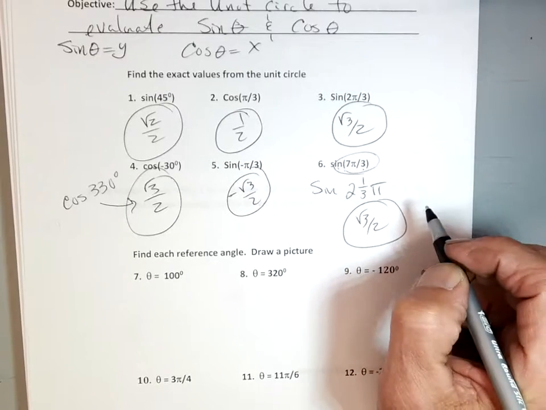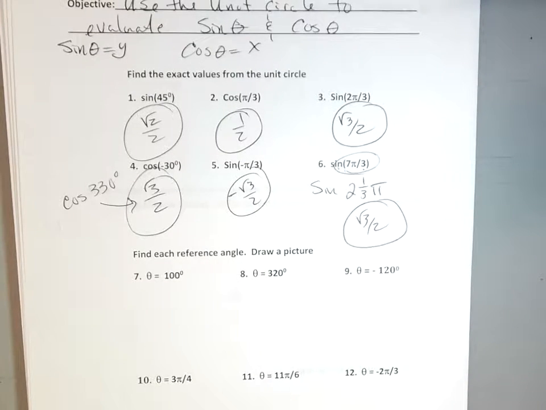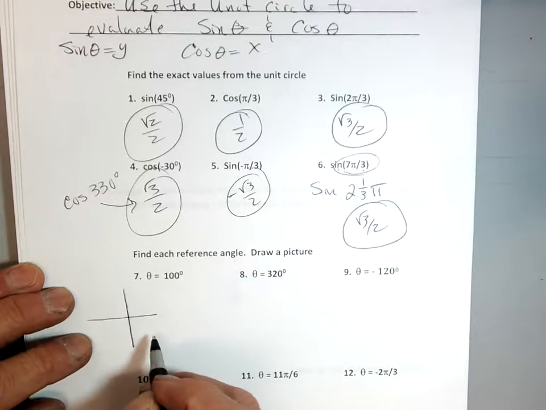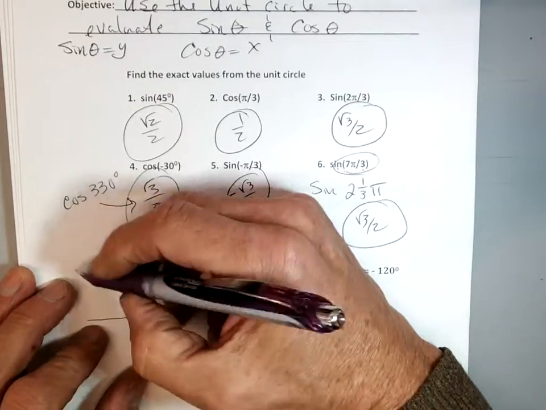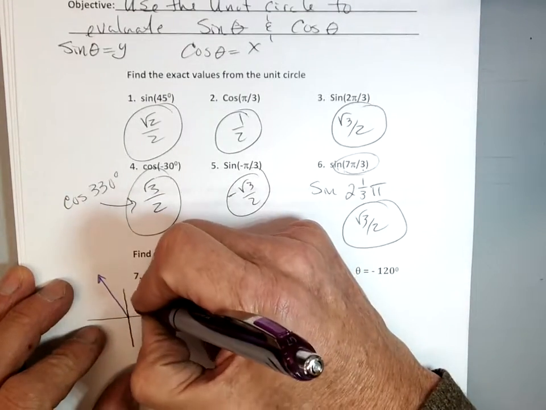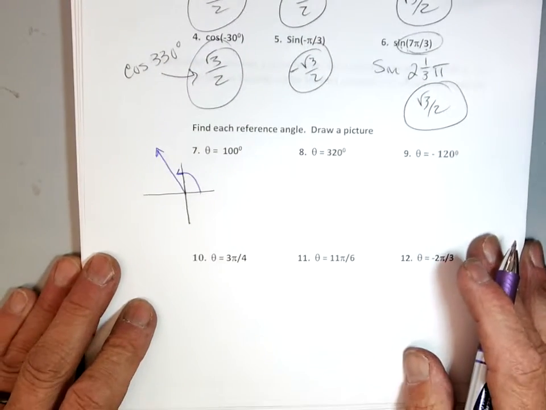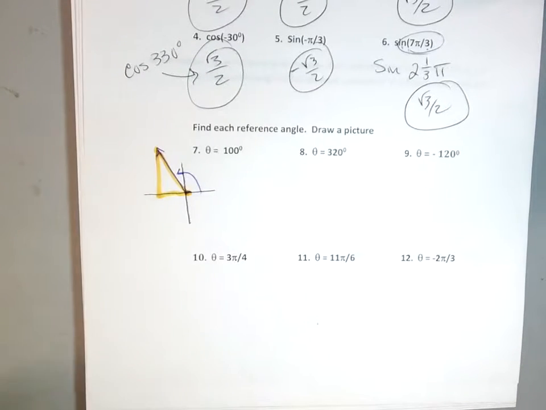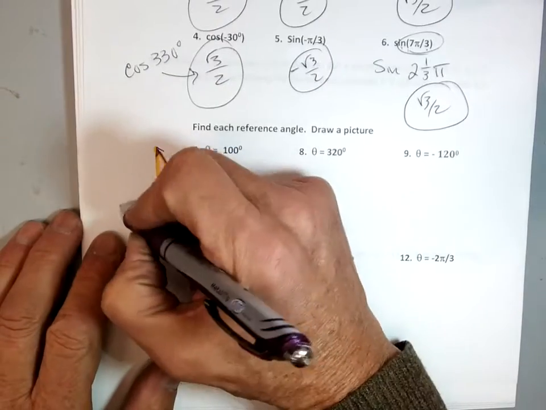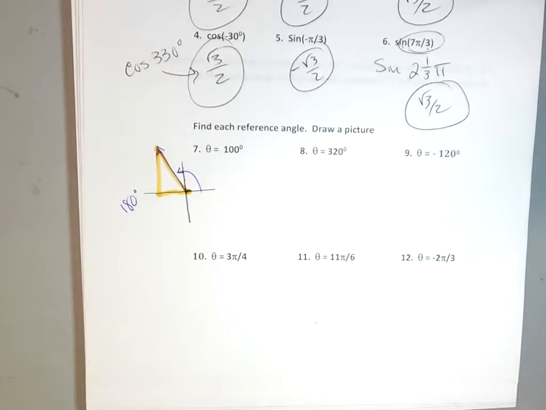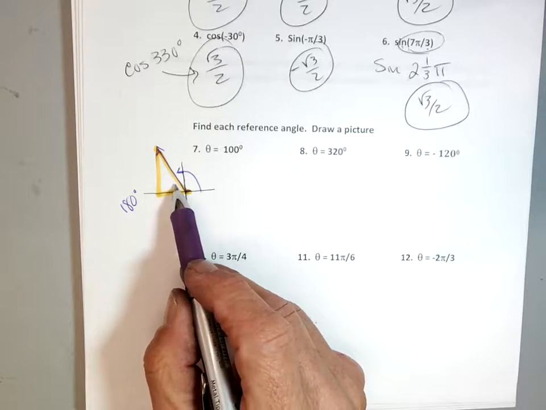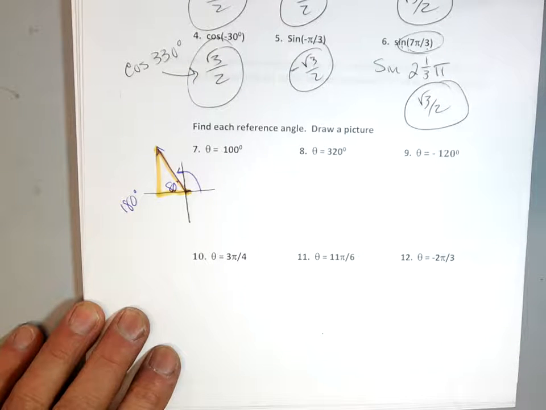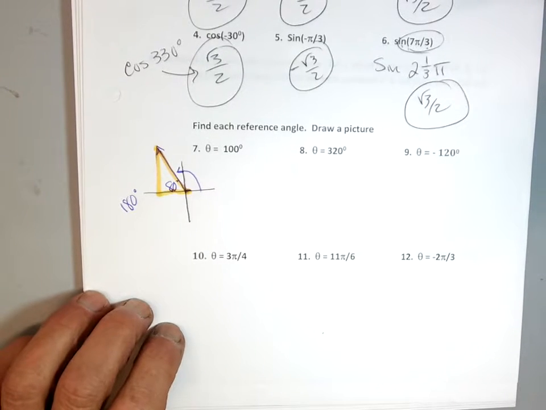Okay? Now, reference angle. If I want to find a reference angle, first I'm going to draw a picture. And I know 100 degrees is right about here. There's about 100 degrees. The reference angle has to be this right triangle here. So I know that it's 180 degrees all the way around, correct? Halfway around is 180. So this angle here would have to be 80 degrees. So my reference angle is 80 degrees. It's the angle that makes the right triangle flush with the x-axis.